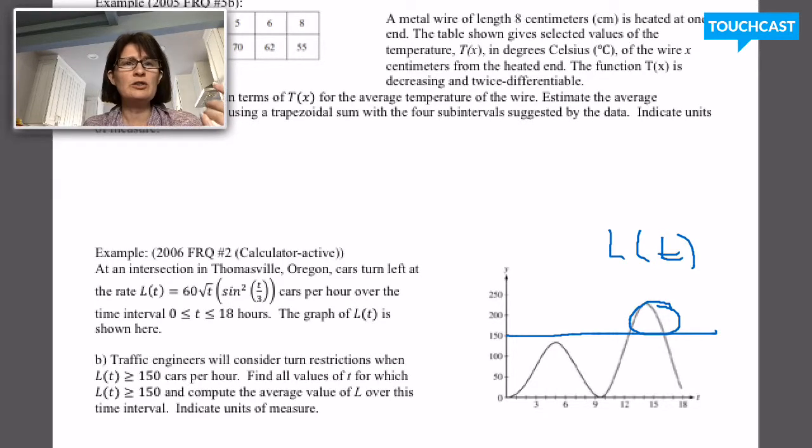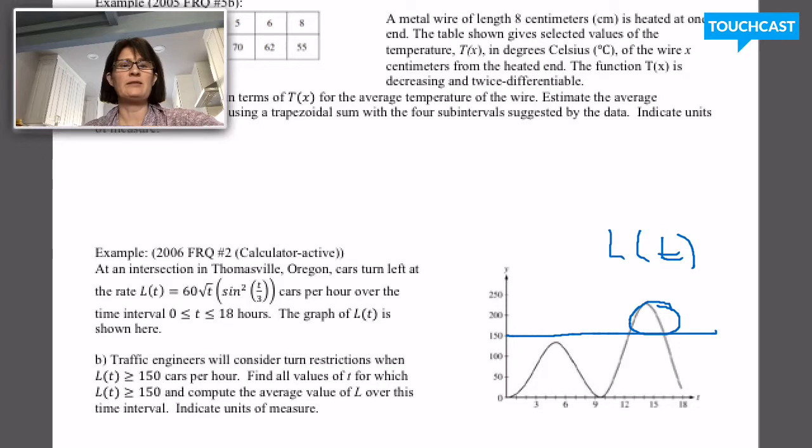So you can practice doing this on your calculator. Remember, we're going to graph y equals 150. We're going to graph y equals 60 radical t sine squared of t over 3 on your calculator, and use the intersection function. You're going to find two time values at which L of t is exactly equal to 150, and then we can use our graph here to say, okay, well, it's between those two time values where L of t is greater than or equal to 150. Do not estimate the answer. If you have access to a calculator, you're expected to give an answer to at least 3 decimal places.